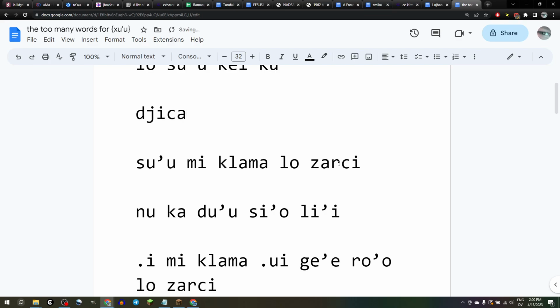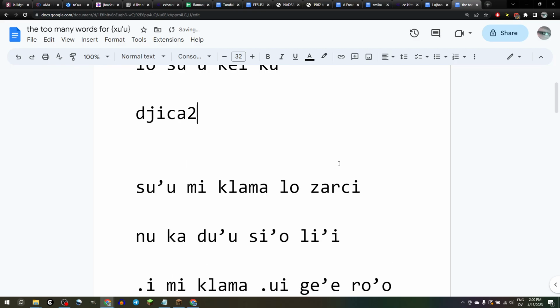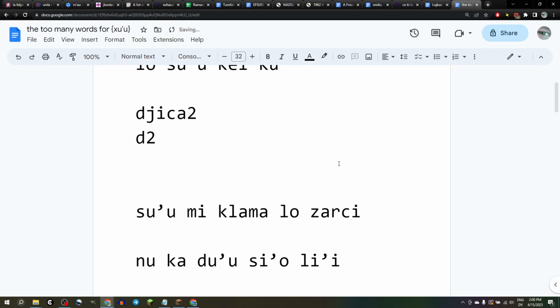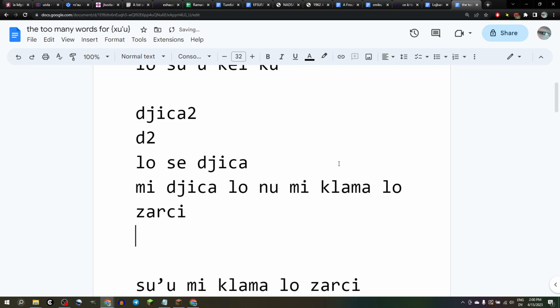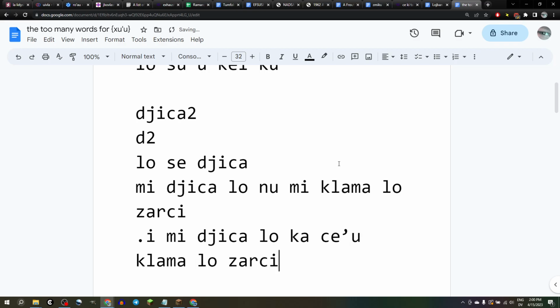and what specifically is the second place of jisha, sometimes described as the jisha2? What is, if you say lo se jisha, what do you get? An event or a property? And so if I say mi, should I say mi jisha lo nu mi klama lo zarshi, or should I say mi jisha lo ka shehu klama lo zarshi? Which, I mean, you can leave the shehu out, but should it have a shehu for where I want to be and the desires? And people were debating this.